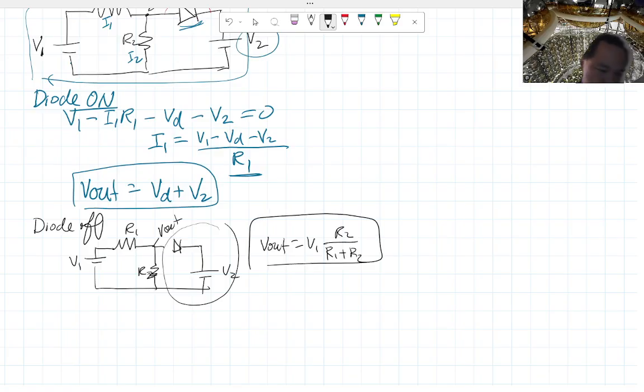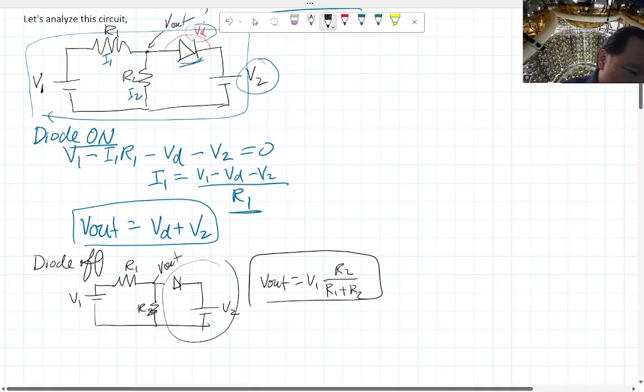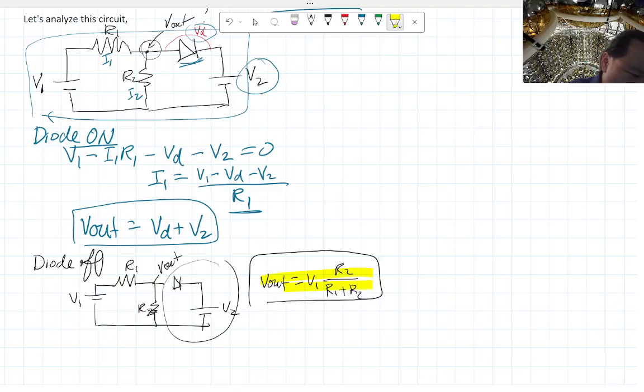Okay. So depending on whether the diode is on or off, that's going to determine what your voltage output is. And that is determined by basically what is V1, what is V2. Because V1 will basically set the voltage here. Let's highlight that here, this yellow. If V out is bigger than V2 by 0.7 volts, then the diode would turn on. But if it's less, then you have the second case.